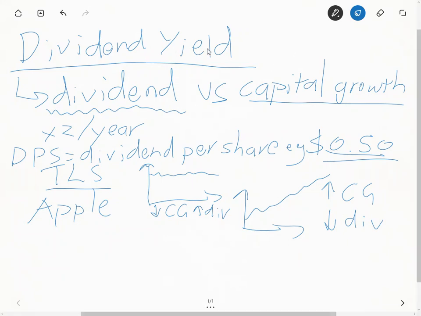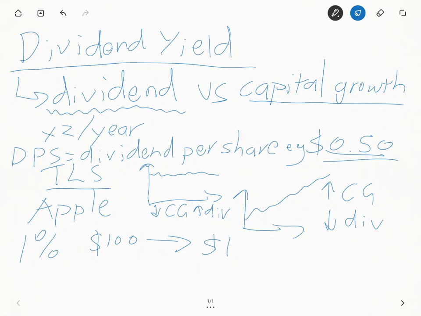Now, in terms of the dividend yield itself, the dividend yield tells you how much money you're getting in return for your investment. If you put your money in the bank, you know the bank pays you an interest rate. They might pay you, for argument's sake, 1%. So if you put $100 in the bank, then you would get $1 in interest for the year.